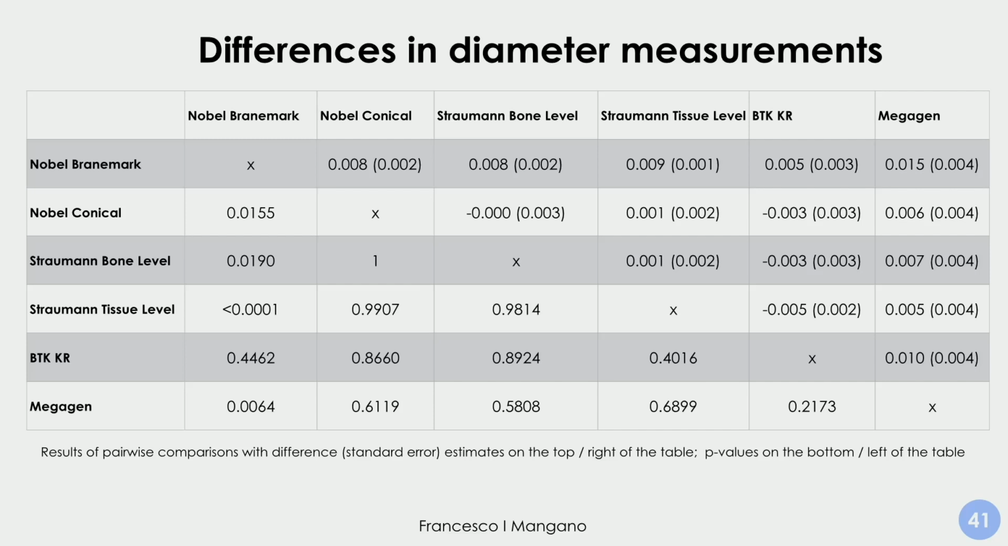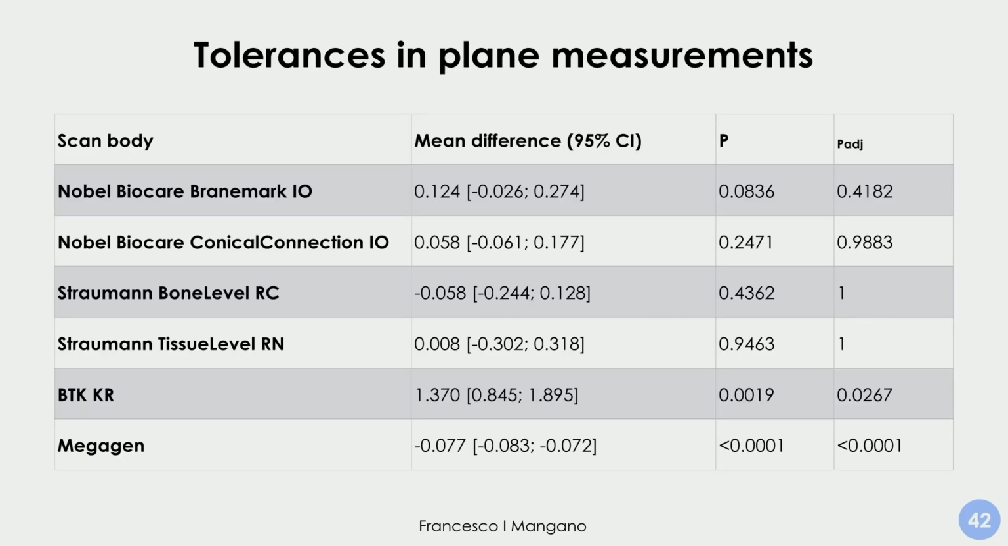In this table we see the differences in diameter measurement. Once again, on the top and right of the table, the differences, and on the left bottom of the table, the p-values. P-values reveal a statistically significant difference when the value is less than 0.05. So once again, we see that there are statistically significant differences in some cases between the machines, but I would say that rarely for the diameter, much more in the other measurements, in height measurement and in plane measurement.